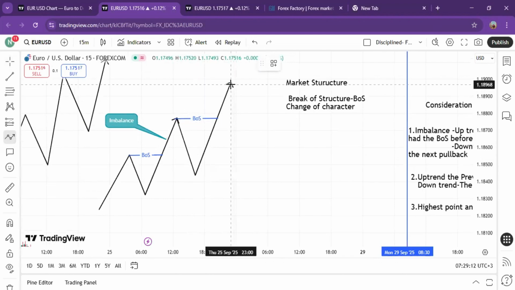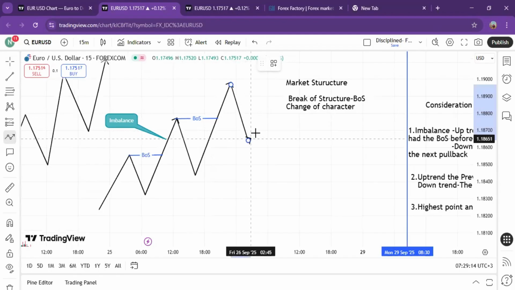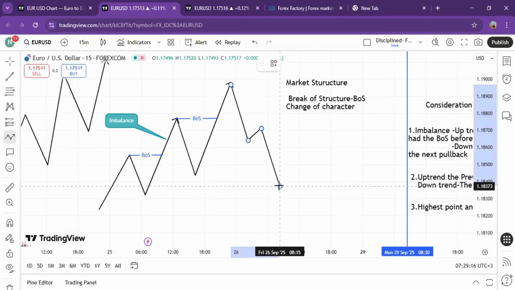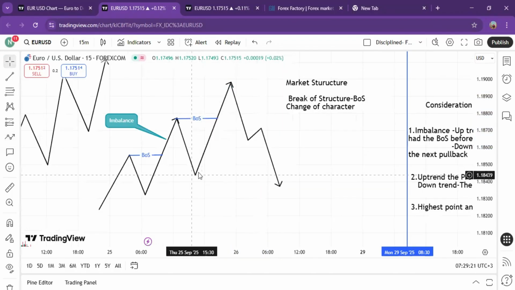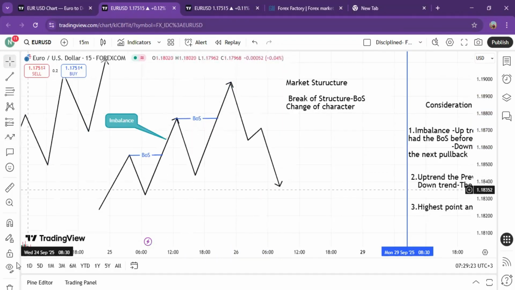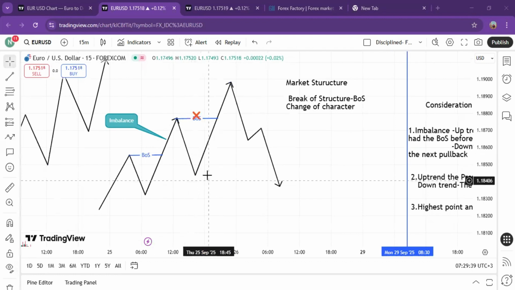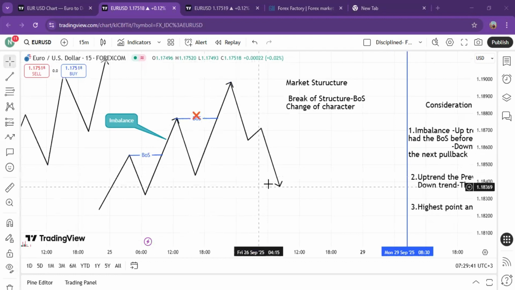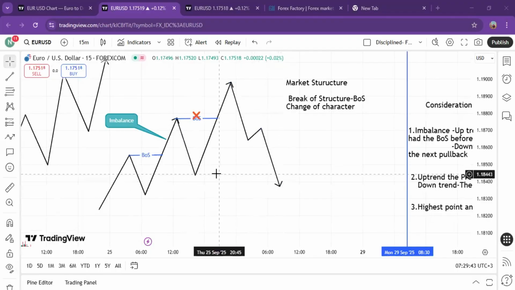So if the market starts to retrace and take out this low here, so if the market takes out this low, then it means that we no longer have a valid break of structure at this point. So automatically that break of structure is invalidated. Now, I'm going to explain that. When this low is taken out, it means that market can be doing one thing.